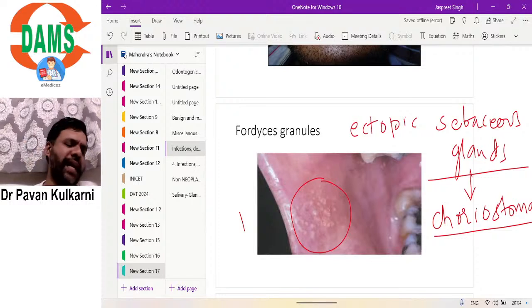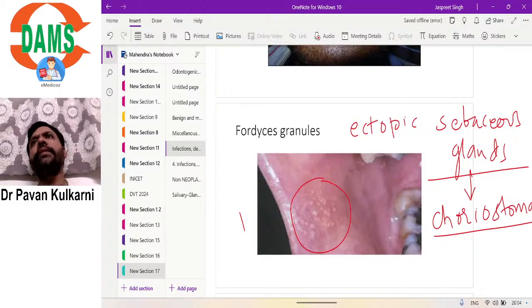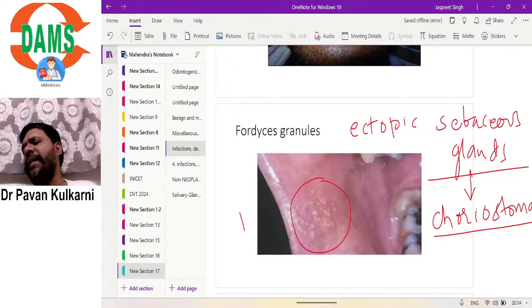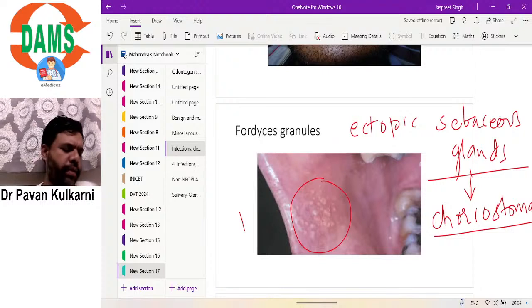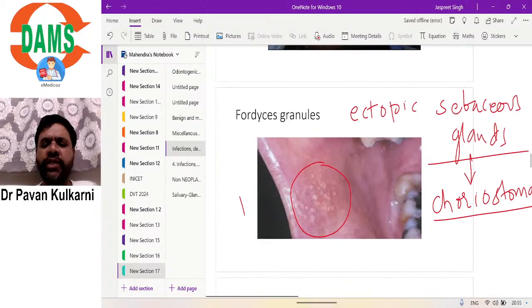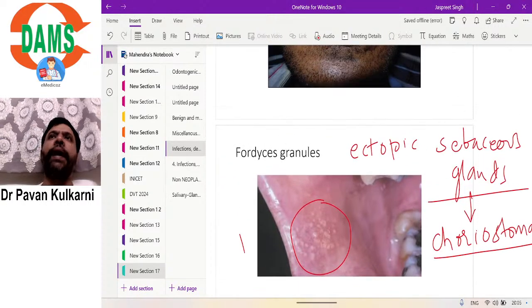Normally sebaceous glands are seen on the skin. They are seen usually on the skin. Sometimes what happens is they can be seen even in the oral cavity also. So those ectopic glands, those ectopic sebaceous glands, we are in the second part of the image based discussion.